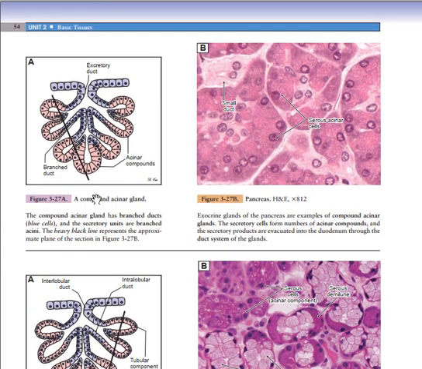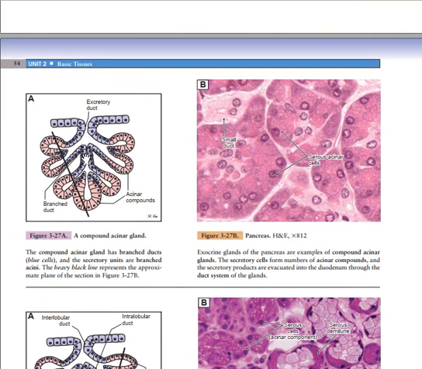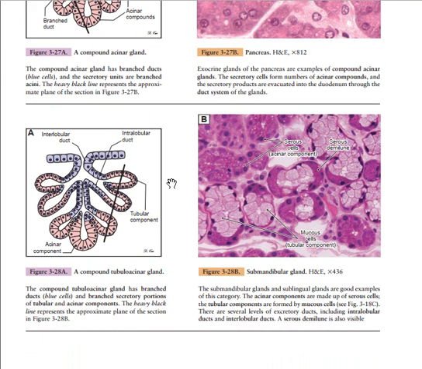Then the next one is a compound acinar gland. For the compound acinar gland, it has multiple excretory ducts, and each of those multiple excretory ducts has a branched acinus. So the acinus here is branched, the acinus here is branched, the acinus here is branched. So that is why it is said to be a compound acinar gland. An example of compound acinar gland is inside the pancreas, the exocrine gland.